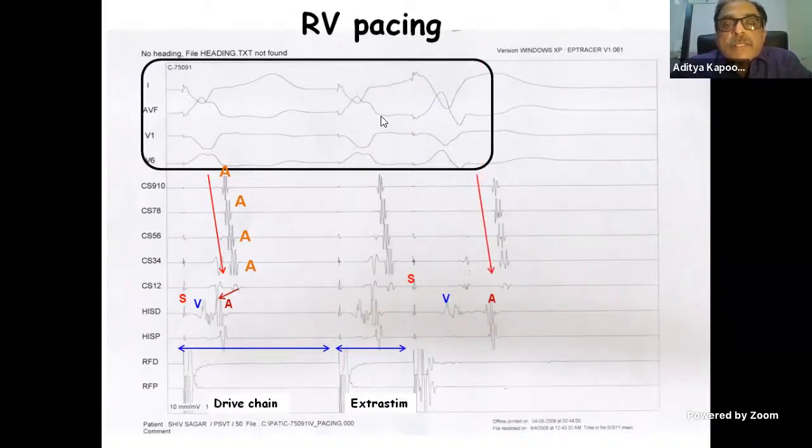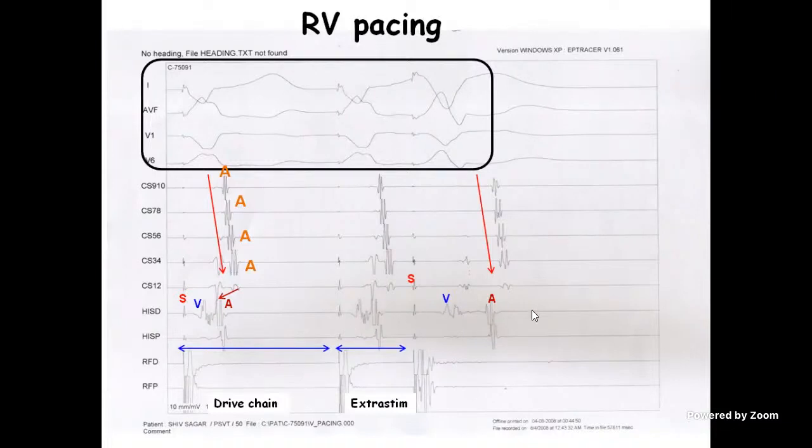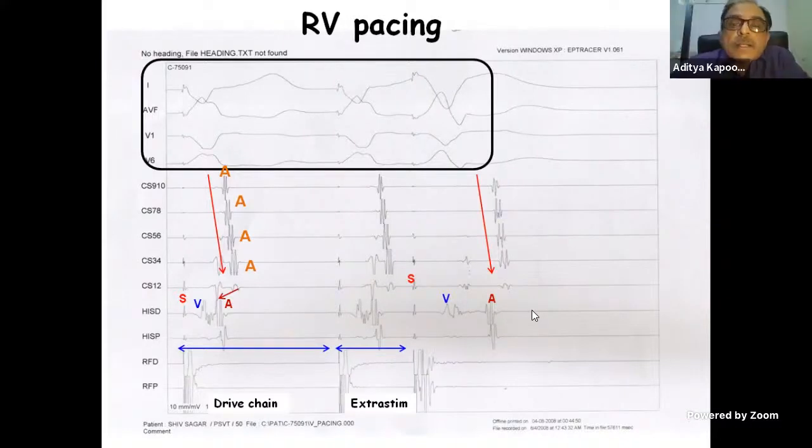And if you measure the VA interval, it is clearly decrementing here. You see the gap over here in the drive chain, and you see the gap over here. So it looks like a nodal decremental retrograde AV nodal conduction, which is decrementing.